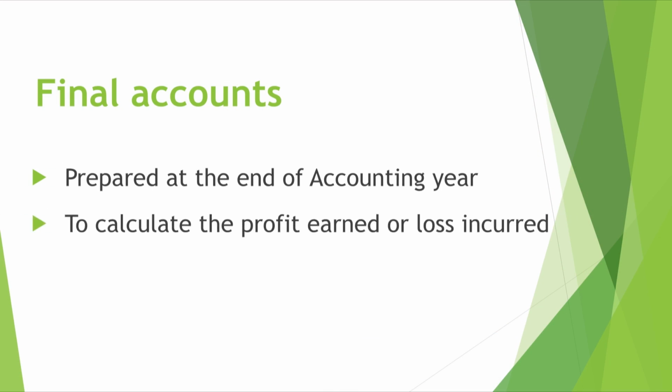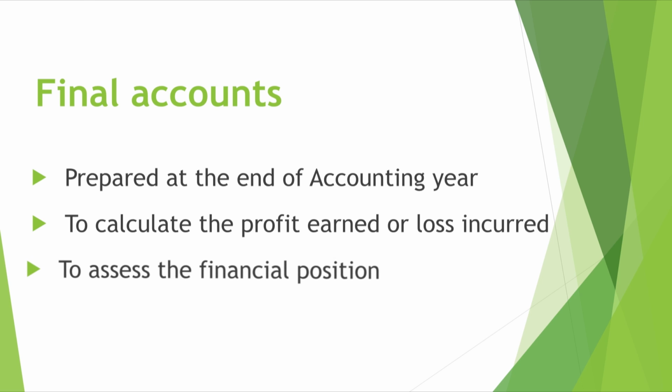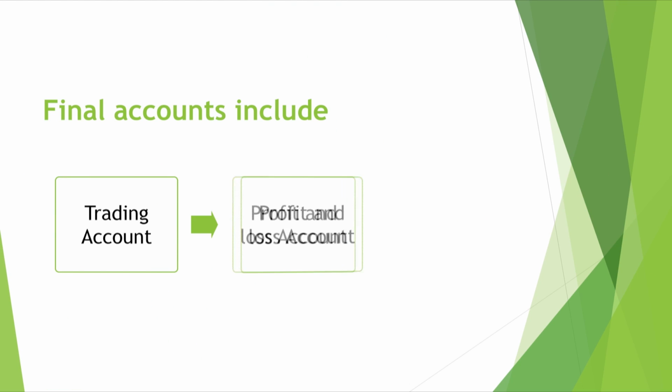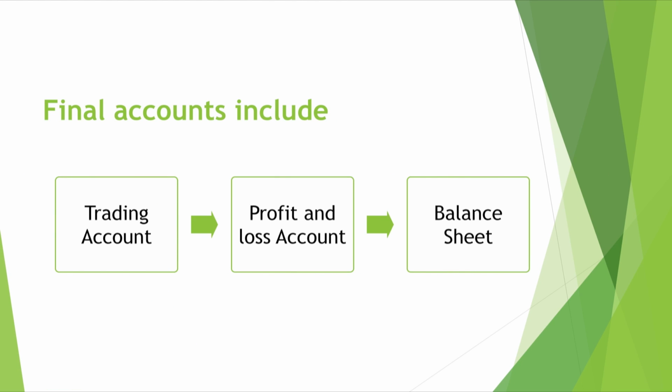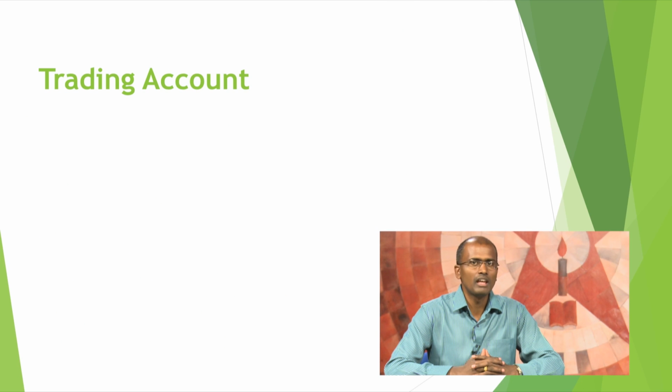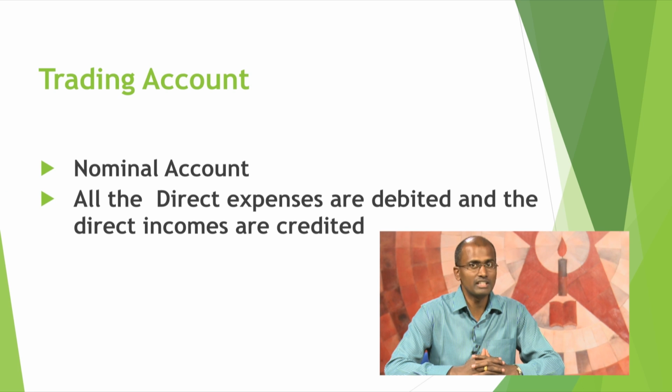To calculate the profit or loss of an organization, final accounts are prepared at the end of each accounting year. These include trading account, profit and loss account, and the balance sheet. The trading account is prepared to calculate the gross profit of a business. The trading account is a nominal account, so all the expenses are debited and incomes are credited.